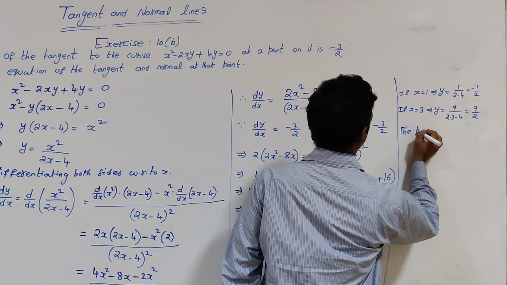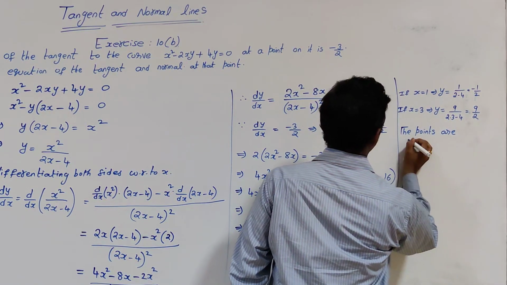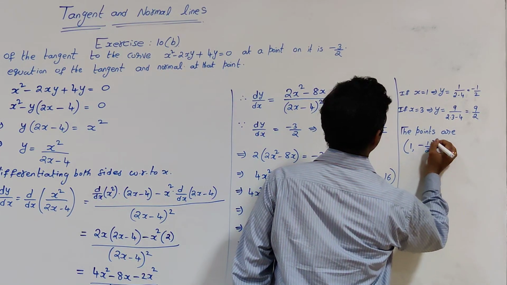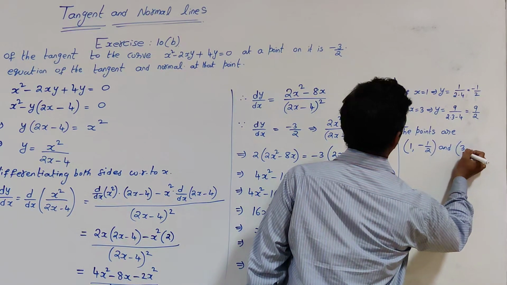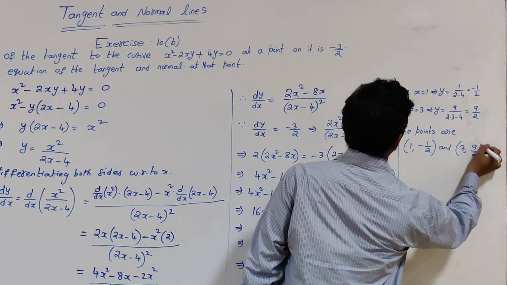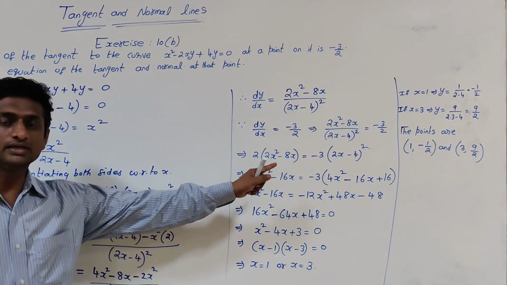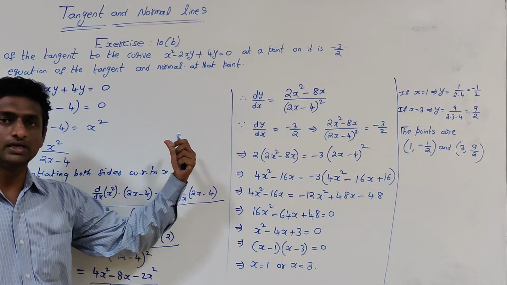The points are (x, y) = (1, -1/2) and (3, 9/2). So these are the points. Now we know the point and we know the slope. Now we can find out the equation of the tangent.